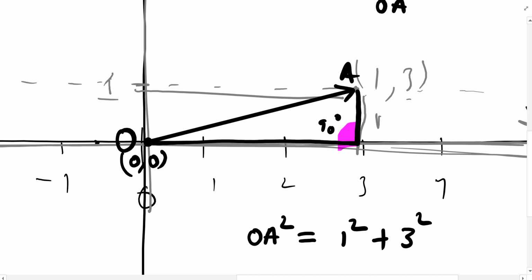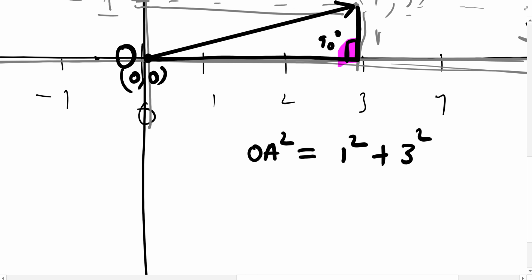And how do you know that the largest side is the hypotenuse? Because the largest angle in this triangle is 90, and the other angles are smaller than 90. So the 90 degree angle gives you the opposite side, which is going to be the largest, the hypotenuse. Now we just solve that.